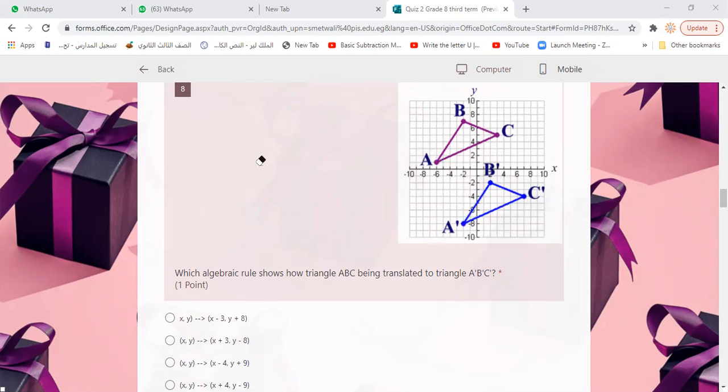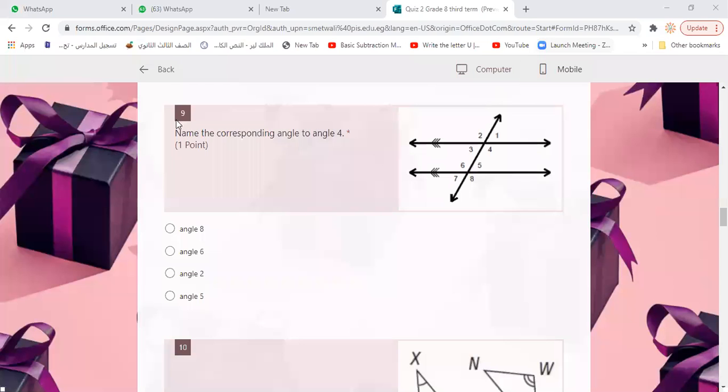Let's move to the next question. Let's move to question number 9. Name the corresponding angle to angle 4. So the corresponding angle for angle 4, this is 4. Which one will be the corresponding angle? Angle 6? No, this is alternate interior. Angle 2 is a vertical angle. Angle 5 is a same side interior angle. So angle 8, yes, it will be angle 8. It will be the corresponding angle with angle 4. Let's move to the next question.